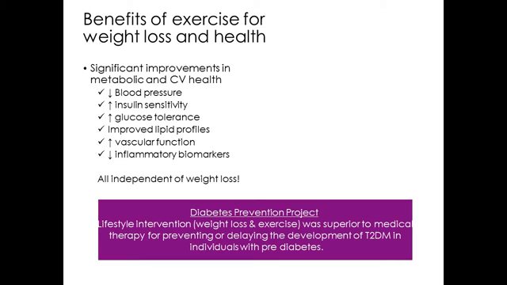So just to show you one particular study, this is a diabetes prevention project. It was a lifestyle intervention including weight loss and exercise, and the study basically found that lifestyle intervention was superior to medical therapy, i.e. drugs, for preventing or delaying the development of diabetes in people who were pre-diabetic. So we know how powerful lifestyle is. On numerous occasions we have found people to be in the phase of pre-diabetes and have brought them back into normal glucose tolerance. It's so powerful.